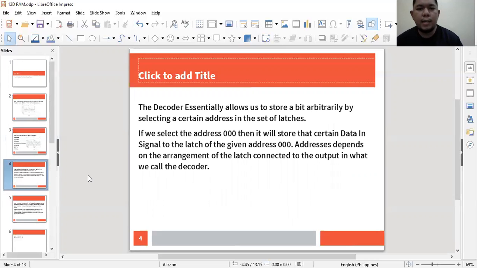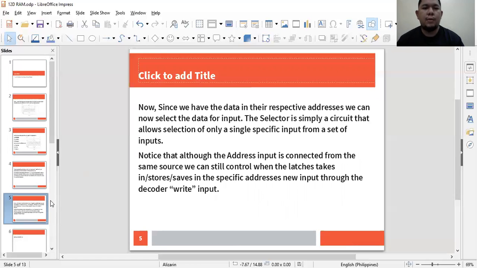The decoder essentially allows us to store a bit arbitrarily by selecting a certain address in a set of latches, meaning we have a single data in, and we can select where we write that data into. If we select the address 000, then it will store that certain data in signal to the latch of the given address 000. Addresses depend on the arrangement of the latches connected to the output in what we call the decoder. Now, since we have the data in their respective addresses, we can now select the data for input.